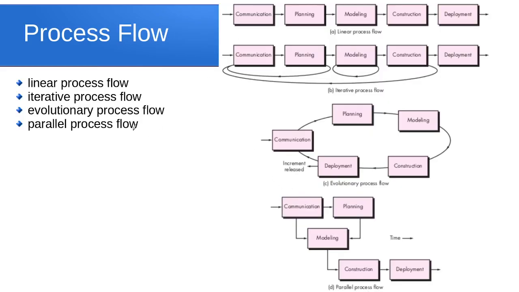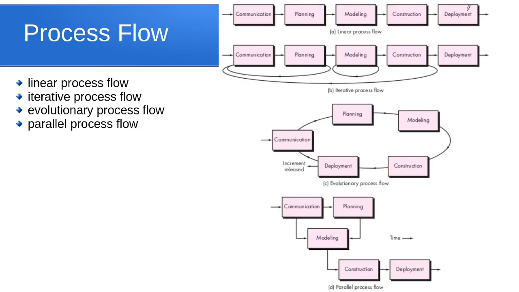There are certain kinds of process flows that we have seen in the industry. So one is linear process flow. In this linear process flow, what happens? Everything is sequential. It starts with communication, then planning, then modeling, construction and deployment. No problem, right?